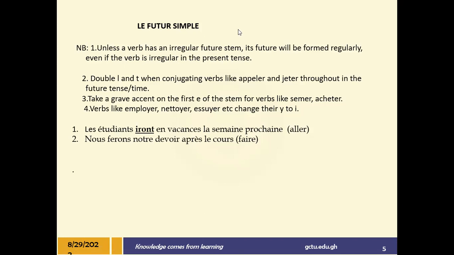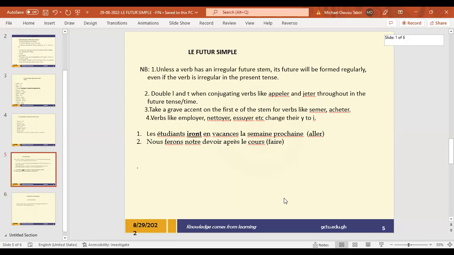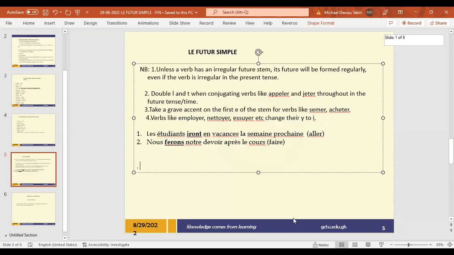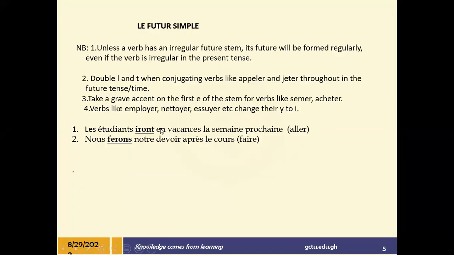Oui, qui parle? Les étudiants, then you translate it into English. Okay, let me underline the second response. The answer, bien. Il doit souligner ça, n'est-ce pas? C'est bon comme ça. Oui, classe. Cela veut dire quoi? Les étudiants iront en vacances la semaine prochaine. Nous ferons notre devoir après le cours. On cherche la traduction en anglais.